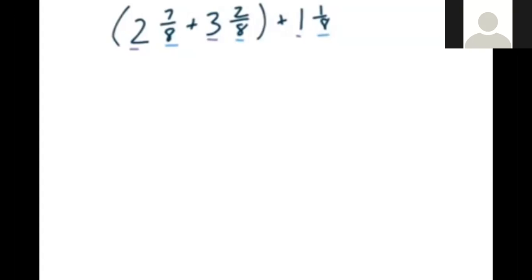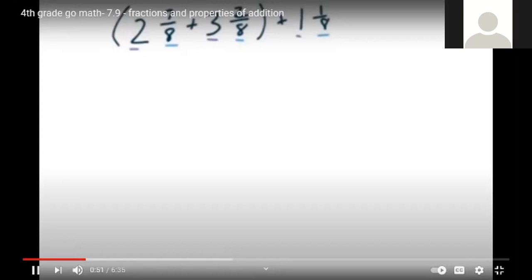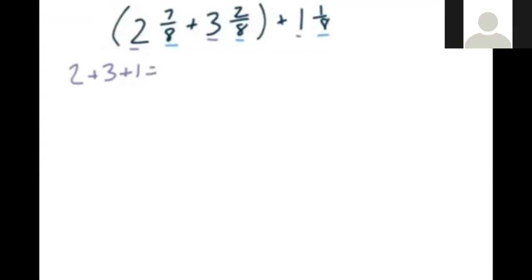Now when we add our fractions, we're probably going to get a fraction greater than 1, and we're going to have to convert that fraction greater than 1 to a mixed number, and then add that whole number of the mixed number to our whole number that we get when we add them. So let's add our whole numbers first. We have 2 plus 3 plus 1, and that's going to be equal to 6.